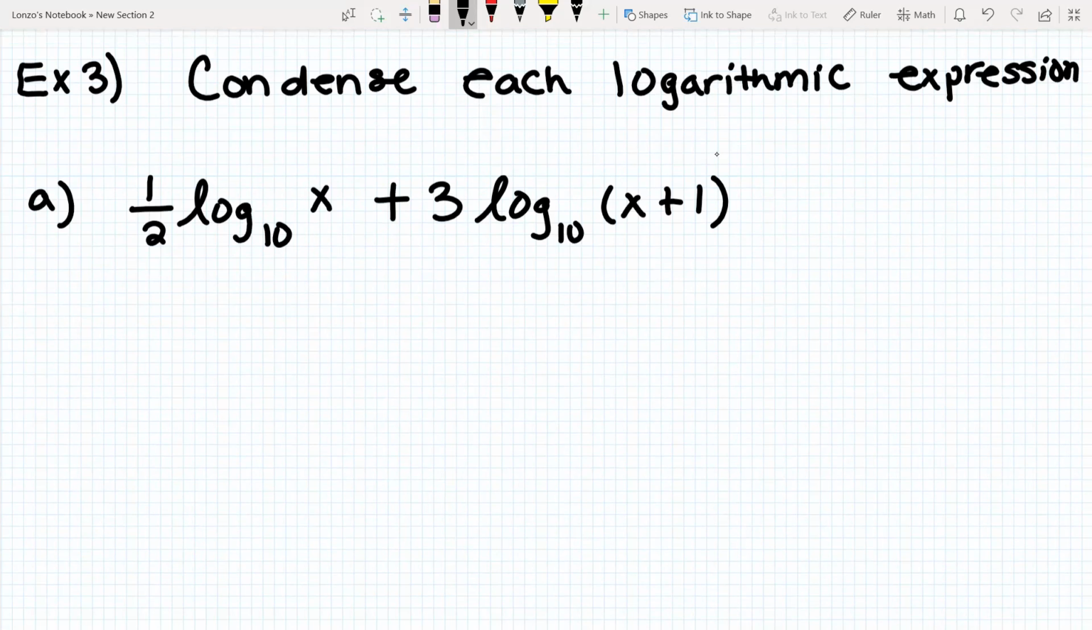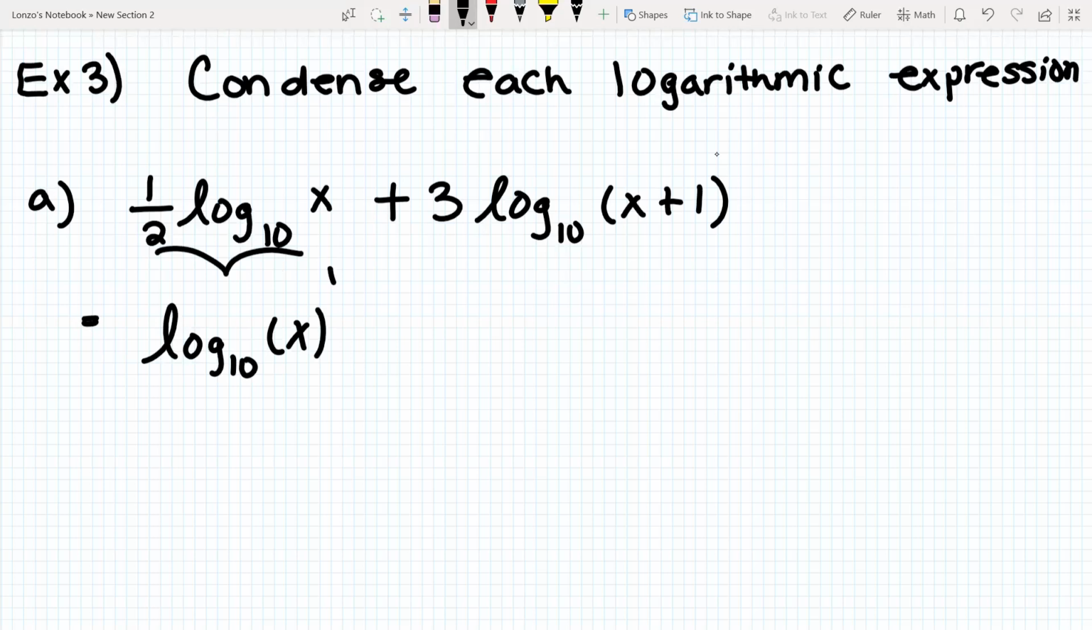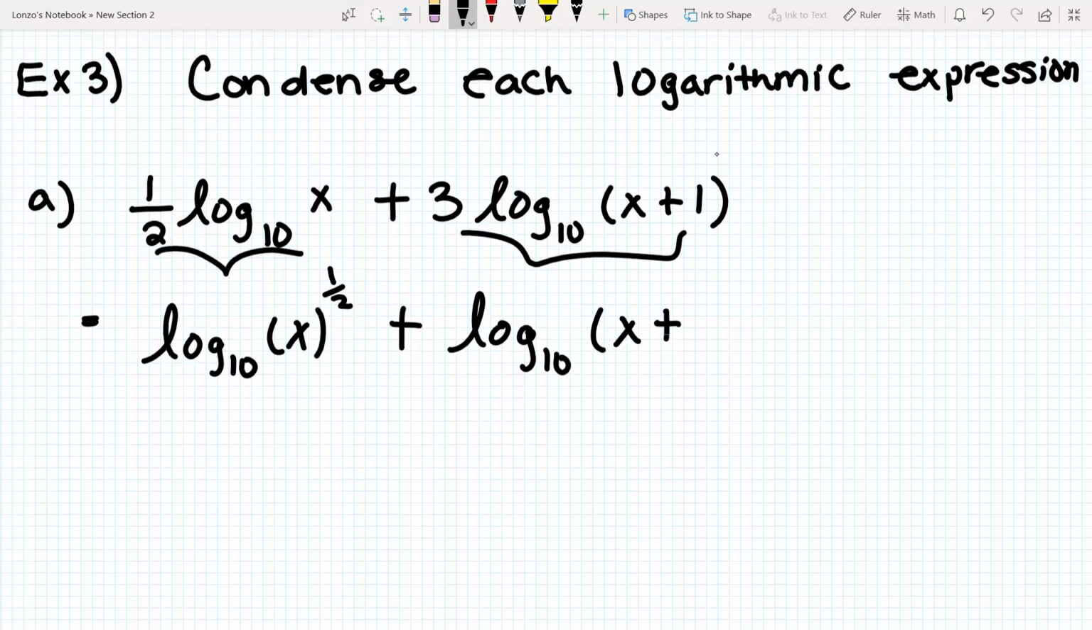So remember, if you have a number in front of a log, that is technically a power, right? So let me rewrite that first. So this thing here becomes log base 10 of x, and then this is a power, so it's raised to the 1/2. And then let's do the same thing with this. There's a 3 in front of log, so that means we have a power of 3, correct? So that would be plus log base 10 of x plus 1 raised to the 3rd power.